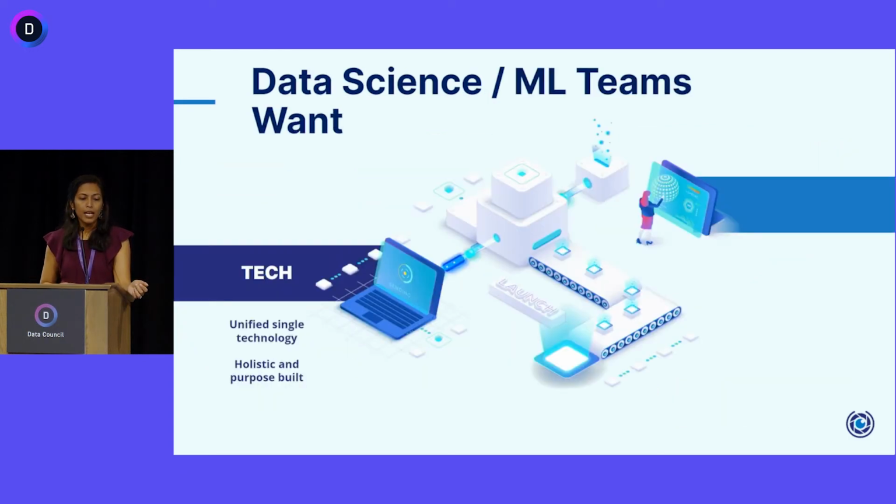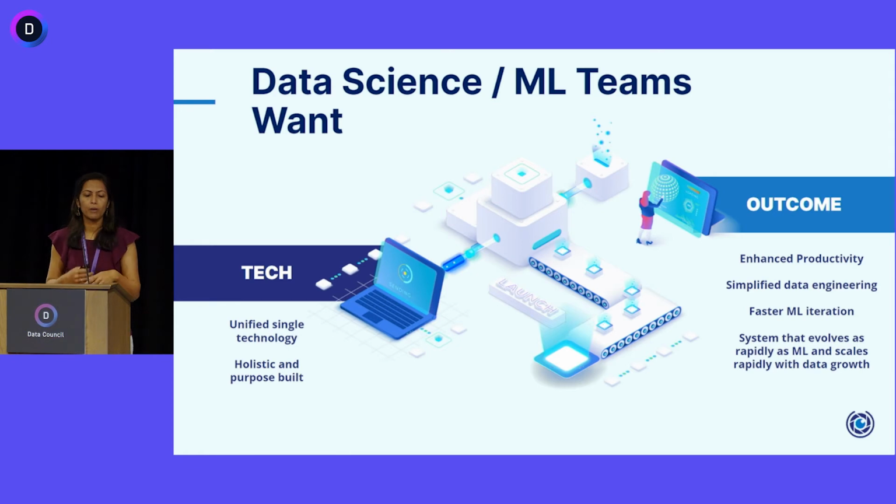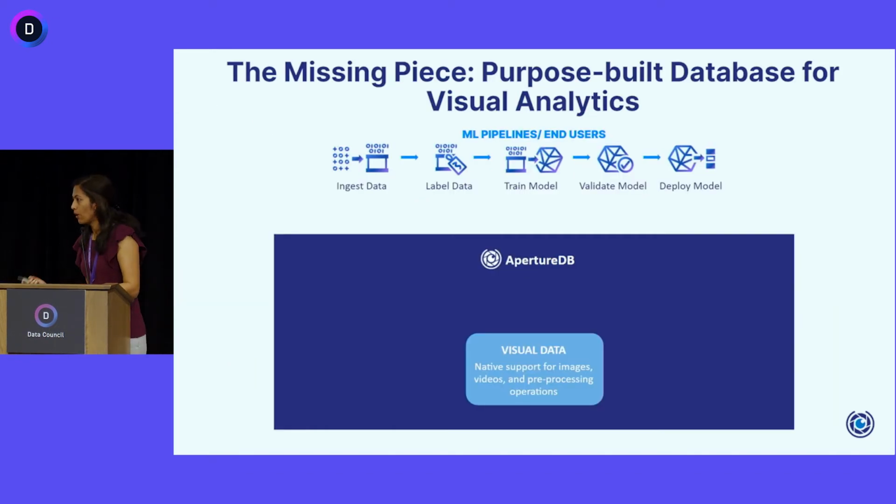multiple users. So really what people have been wanting is a single unified approach to deal with all these data types. If you could have a holistic purpose-built system that could address all these things, it would mean enhanced productivity with simplified data engineering, much faster ML iterations. Such a system would be able to evolve as your use cases evolve, and it would also be able to scale with data growth, all without disrupting any of the user pipelines. That's, of course, what we offer with ApertureDB, a purpose-built visual data management system for visual analytics.